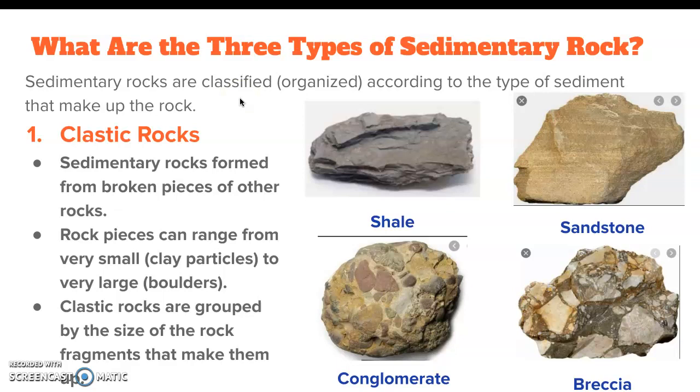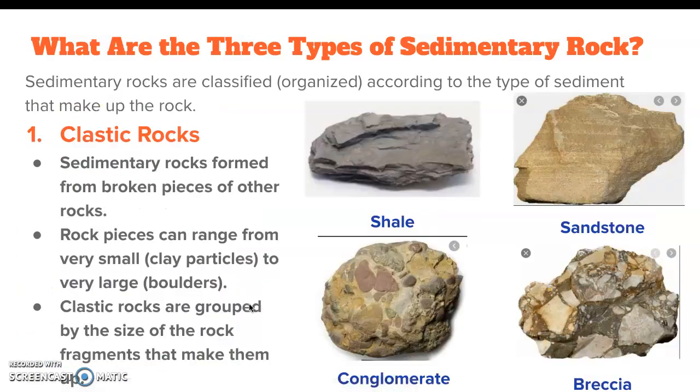The first type of rock, therefore, is clastic rocks. And clastic rocks are simply formed from pieces of other rock. So these rock particles can range in size from very small, which would be clay. You guys should have gone over some of this when you did soil, but clay is very, very tiny, fine particles of rock, to very large boulders, and that would obviously be part of a conglomerate rock.